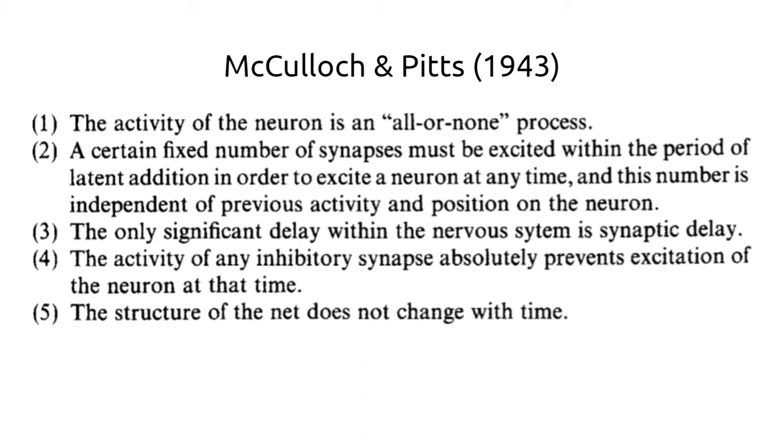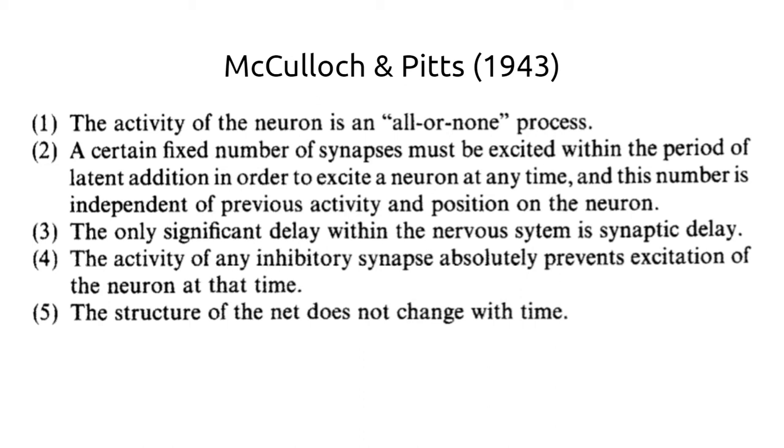And then what we're going to say is, well, what causes a neuron to fire? A certain fixed number of synapses must be excited within some period of time in order to excite the neuron at any particular time. And they're going to say that this number is independent of any previous activity and where these connections are on the neuron. So what's that saying? That's just saying, okay, every neuron has a bunch of inputs, and if in one time step enough of those inputs are 1, then my neuron will have an output of 1.